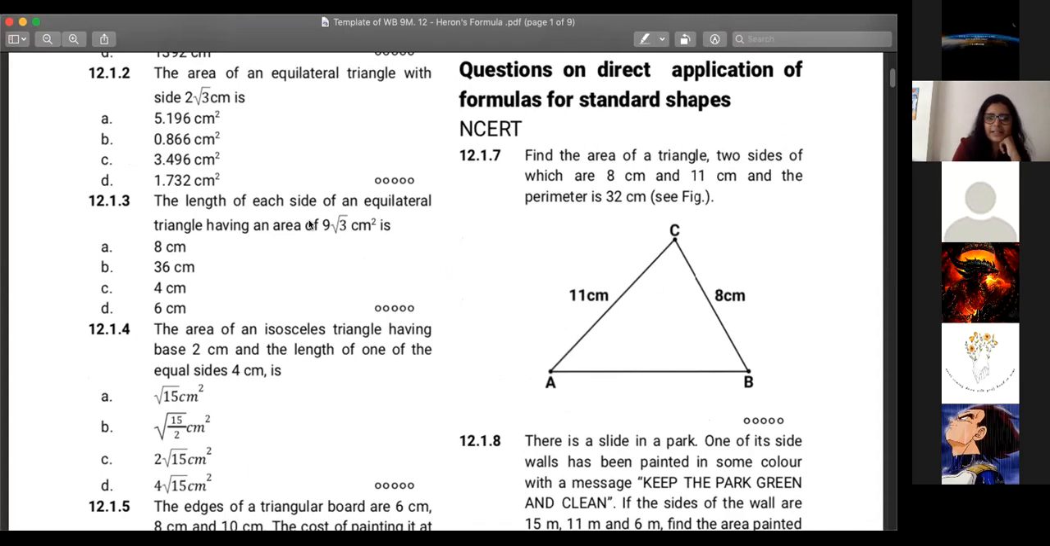Length of each side of an equilateral triangle having an area of 9√3 centimeters square is. So this is the opposite. You're given the area, you need to find the length.